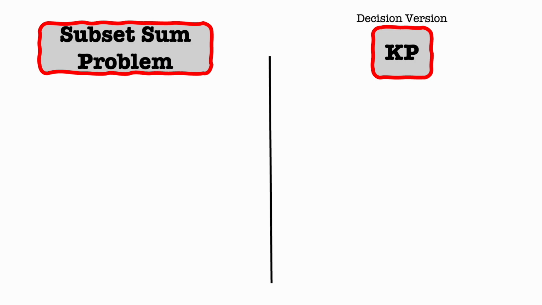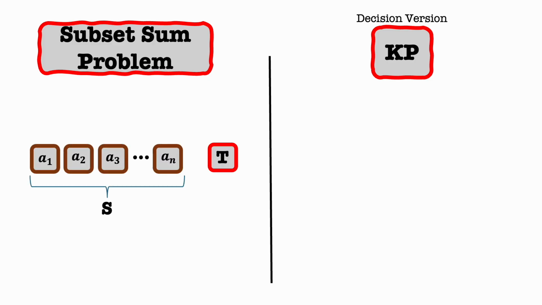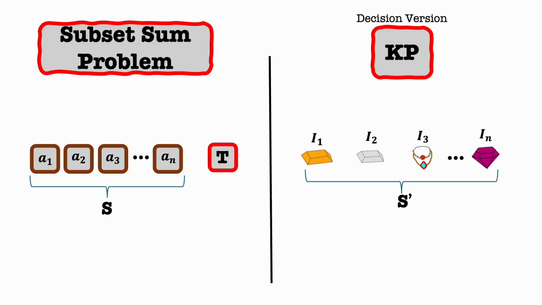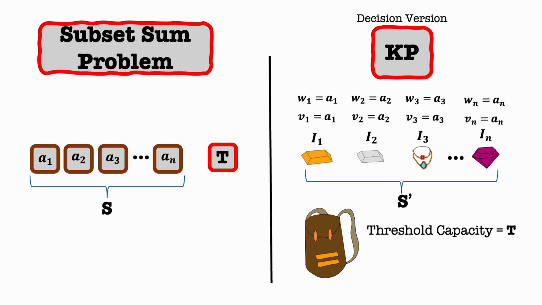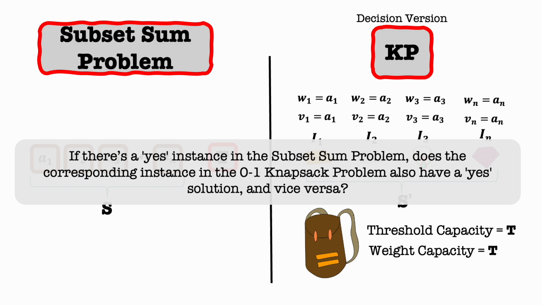We create an instance of the subset sum problem. We create a set S of n integers and a target sum t. We create an instance of the decision version of the 0-1 knapsack problem. We create a set S' of n items. For each item i, set both the weight wi equals ai and the value vi equals ai. We set the target or threshold value to t. We set the knapsack's weight capacity to t. Now the question is, if there is a yes instance in the subset sum problem, does the corresponding instance in the 0-1 knapsack problem also have a yes solution and vice versa?